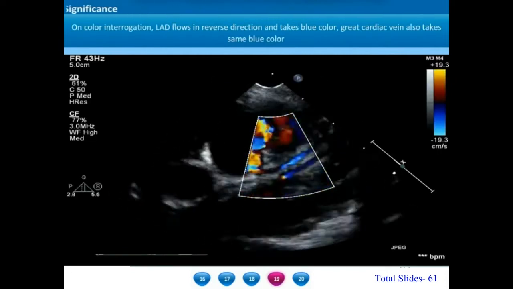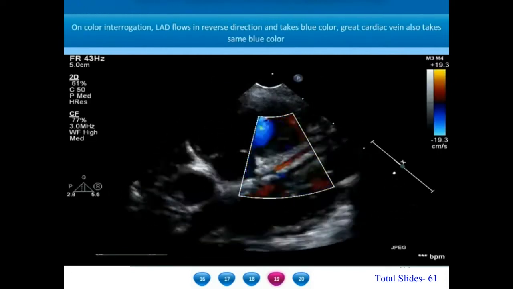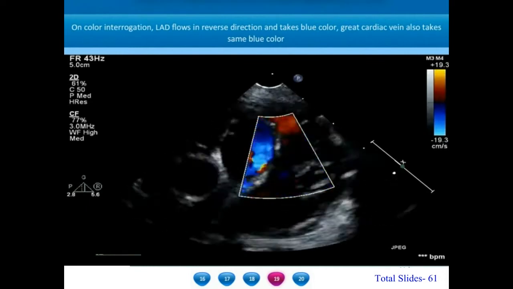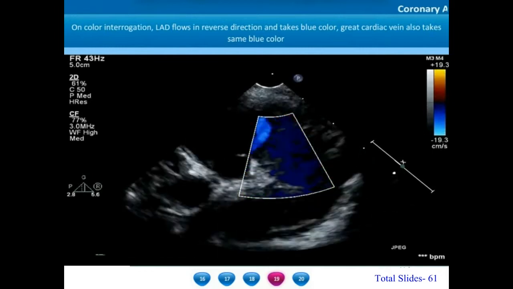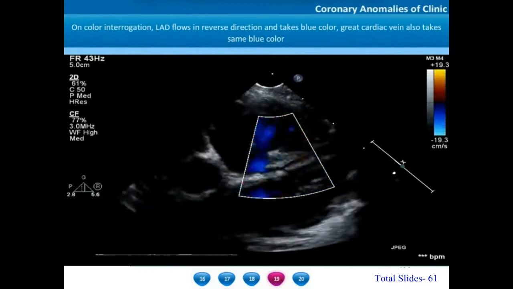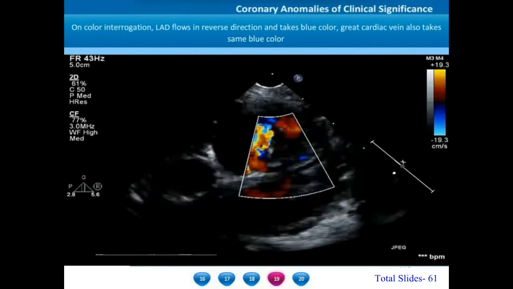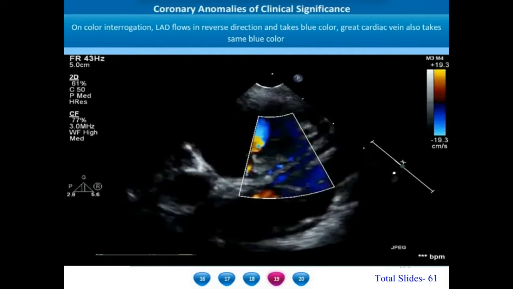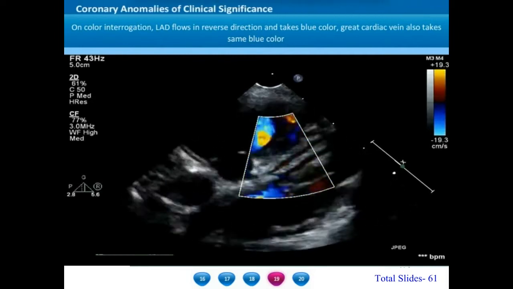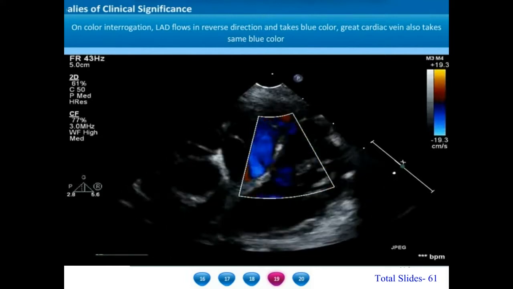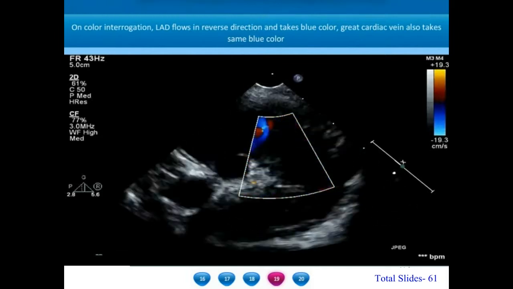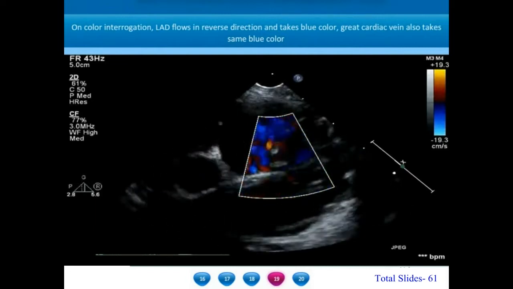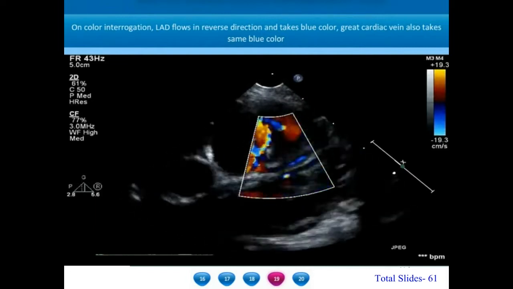On color Doppler interrogation, the LAD flows in the reverse direction. You can see the blue color coding in the LAD because the flow is from anterior to posterior. You can also see that the adjacent great cardiac vein, which I demonstrated in the previous slides, is also having the same blue color because the flow in the great cardiac vein is also towards the coronary sinus.